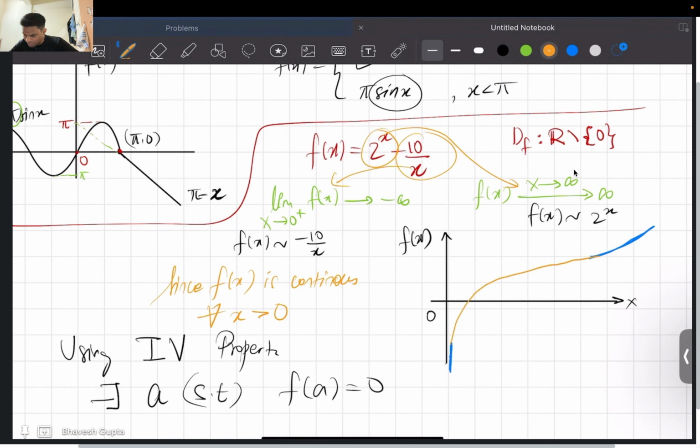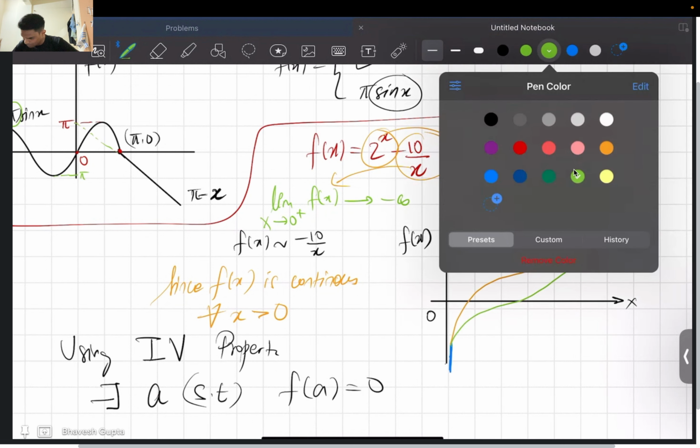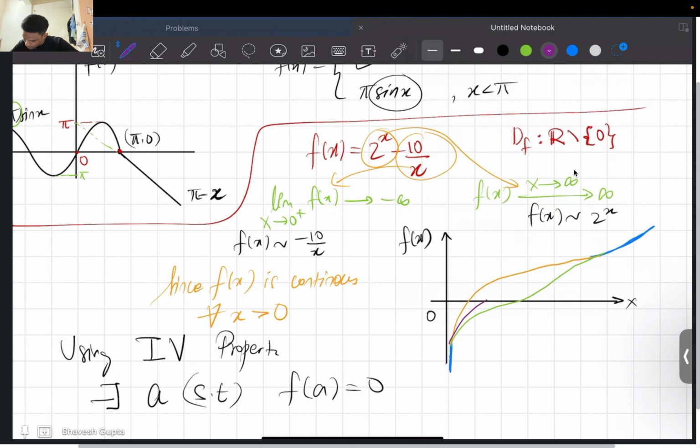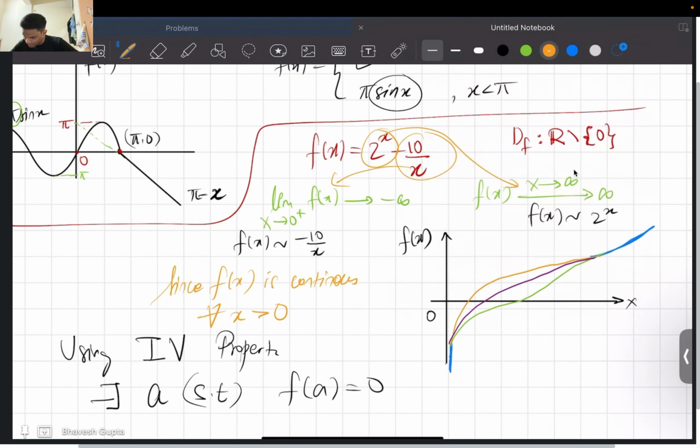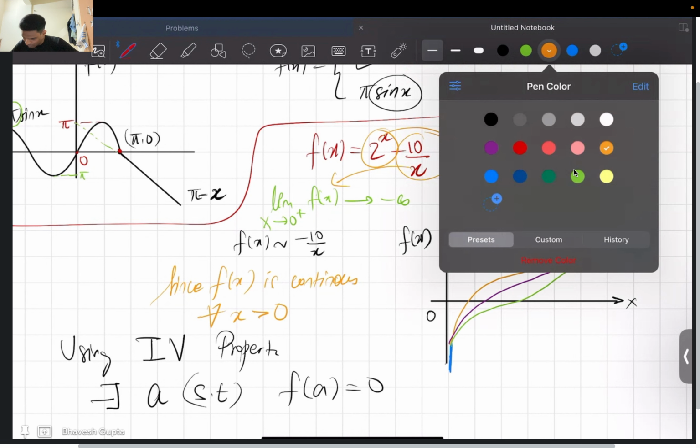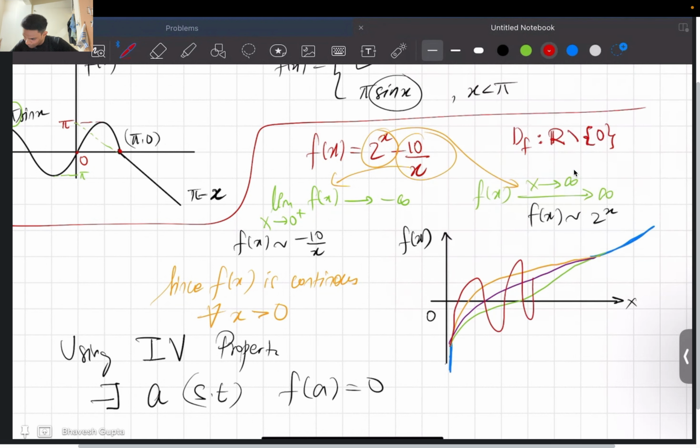You might have this possibility, or you might have another possibility, for example this, or you might have something very crazy, for example this kind of thing, right? But the thing is that you have to cross the x-axis at least once to do this, right? This is confirmed, no ambiguity in this.